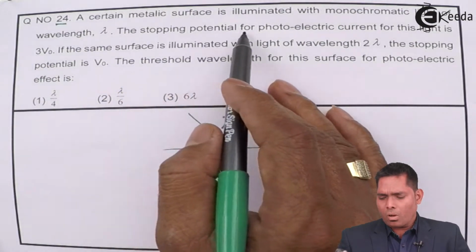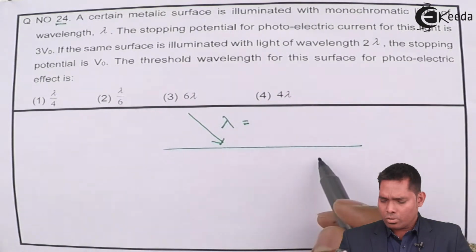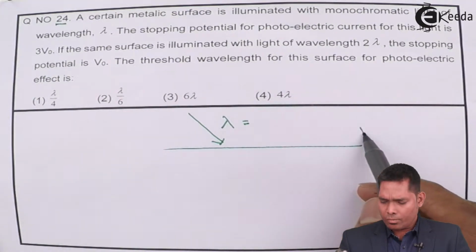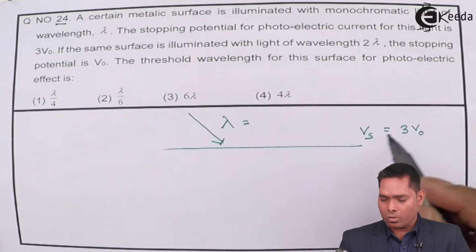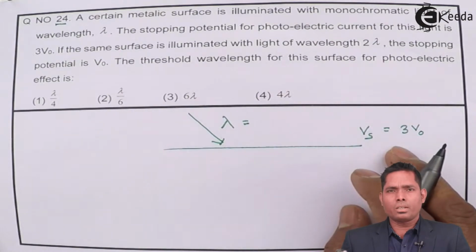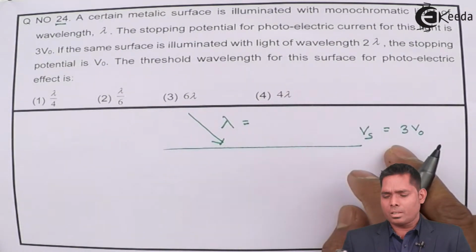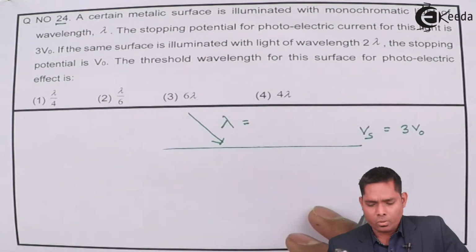The stopping potential of photoelectric current for this light, that is Vs, is 3V naught. This is the stopping potential. And what is stopping potential? This is that negative potential of the anode for which the photoelectric current becomes absolutely zero.